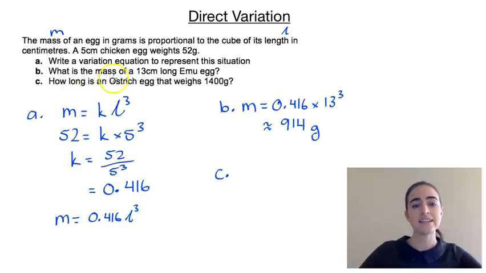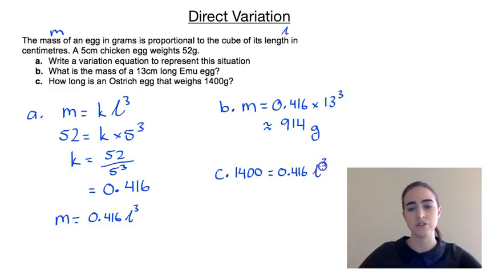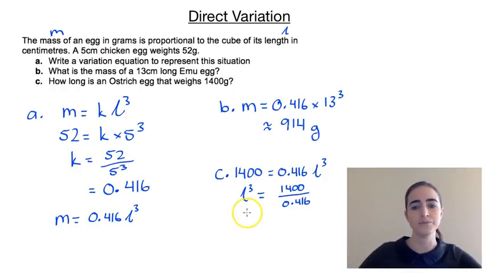All right, and part C says, how long is an ostrich egg if it weighs 1,400 grams? So that 1,400 is going to go in here for the mass, and then we can rearrange it to find the length. So we're going to have 1,400 is equal to 0.416 L cubed. The first thing we'll do is divide by that 0.416. I'm just going to leave it as a fraction. We're going to have 1,400 divided by 0.416, because if we figure that out, it comes out to be some huge, horrible decimal.